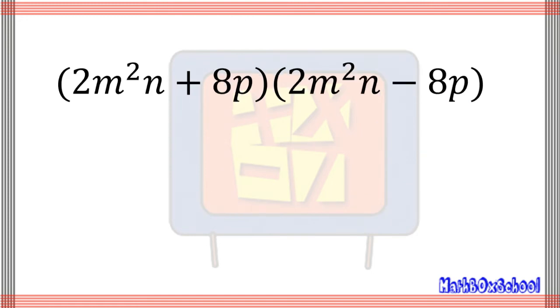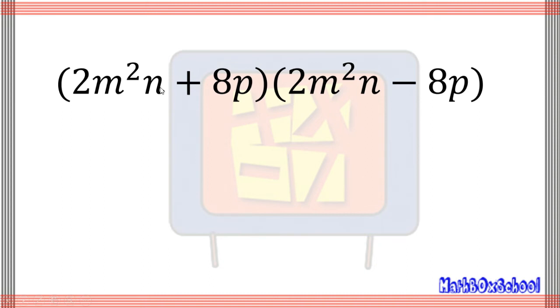For our third example, as you can see, parehas uli ang ating first term. Parehas silang 2m squared n and then 2m squared n. And then yung second term naman, we have 8p, so same din sa kabila, 8p. And then sum and difference. So again, this is again another example of the product of the sum and difference of two terms.